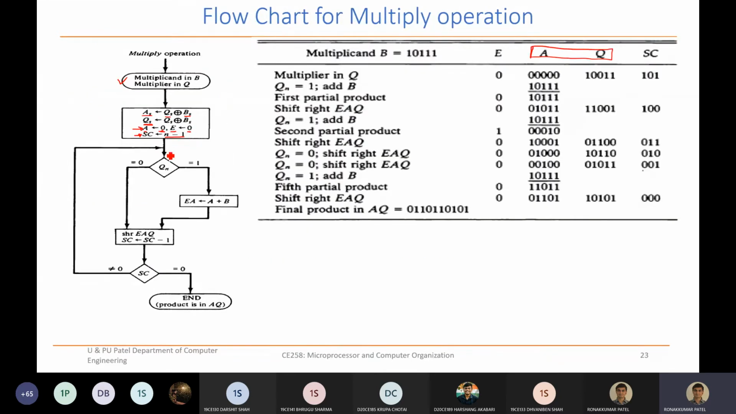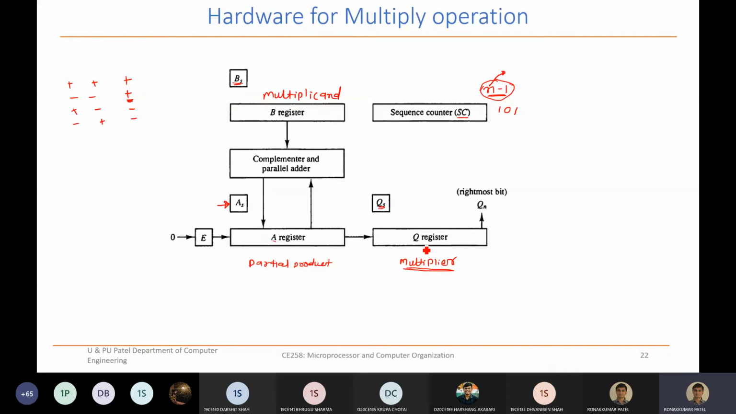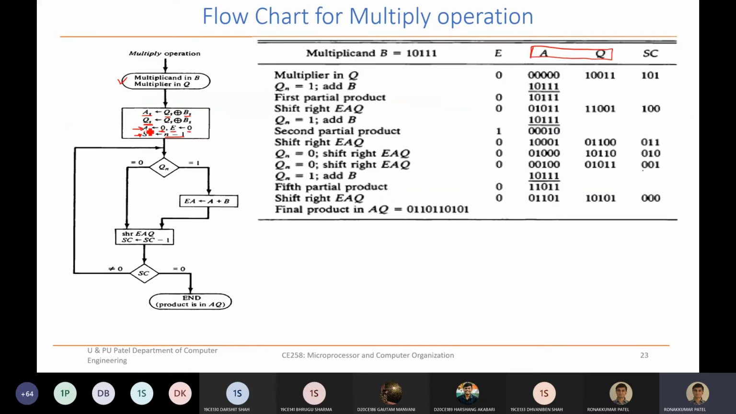Now what next? Observe the QN. So let's put in your multiplier. What is in your multiplier? Multiplier is 1 0 0 1 1. A is 0 0 0 0 0. Okay, multiplicand is 1 0 1 1 1. Sequence counter 1 0 1. BS, the sign of this, let's take the positive number. So BS is 0, QS is 0 for the multiplier. So if you perform exclusive OR, it will give you 0. So this is done. So we have performed this thing.